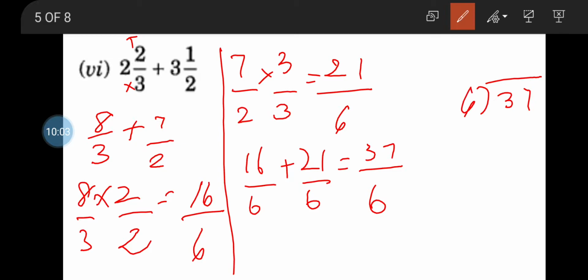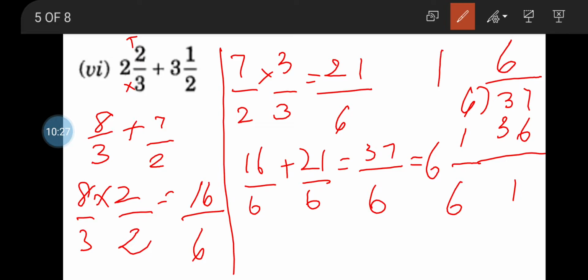So we need to divide 37 by 6. So how many 6s are there in 37? It is 6 times. Okay, 36, if you subtract from 37, the remainder will be 1. So in order to write it as a mixed fraction, you will write the whole number here, that is 6. Okay, and the remainder 1 will be in the numerator, and the divisor 6 will be in the denominator. Okay, so the final answer is 6 1 by 6. Okay, so that's the answer.